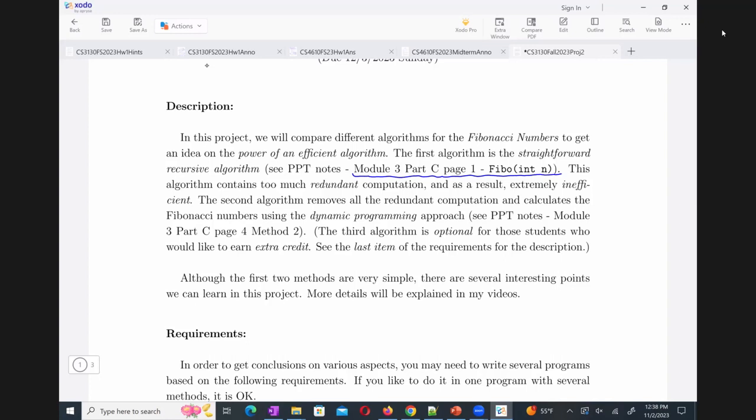Module 3, part C, page 4, method 2, that one is dynamic programming. So I'd like you to practice that dynamic programming one. But the pseudocode is there, so you only need to do a little more work: remove the redundancy. How to remove the redundancy? Remember, we use one special array, the dictionary method.